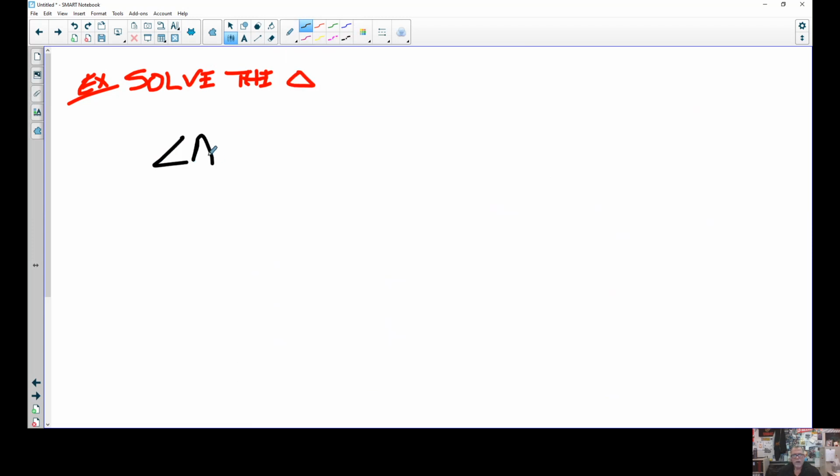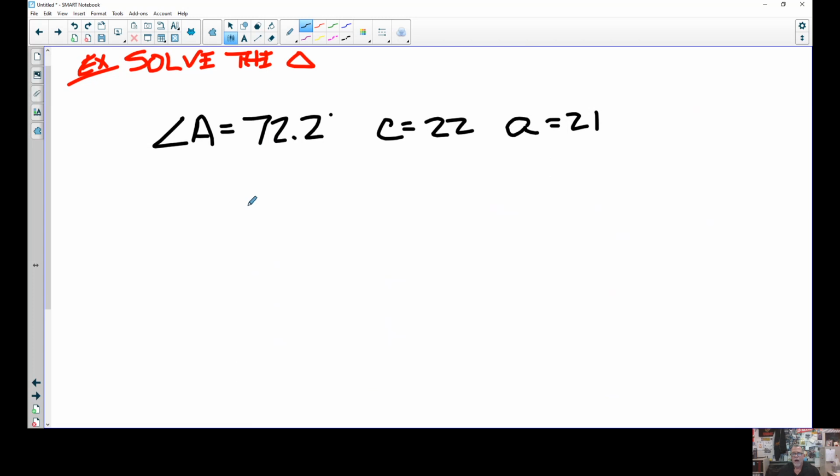You have angle A is 72.2 degrees. Length B, or no, I'm sorry, that's supposed to be length C. Length C is 22, and length A is 21. And they want you to solve the triangle. So what we have to do is look at this and say, all right, what do I have? I've got an angle and two sides, and since there's a pair here, that's a non-included angle. All right, that's the process I want you to go through.